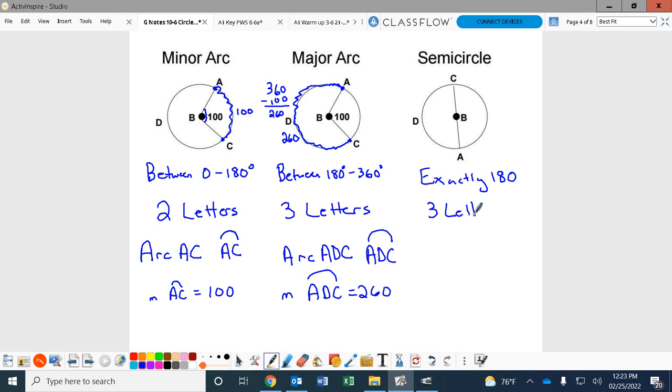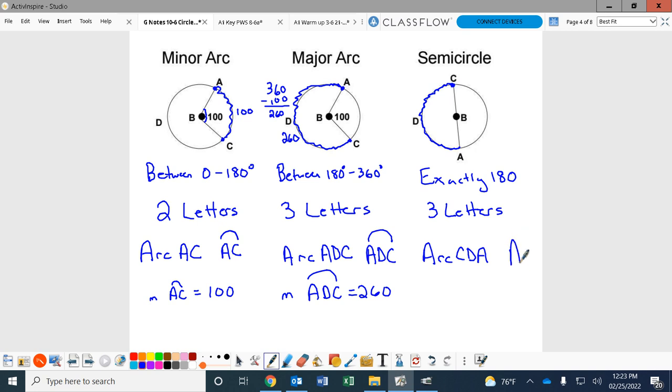Why do I have to say 3 letters? Because I have to know, do I go from C and go to the left and go down to A, or do I want to start at C and go to the right and go down to A? So that middle letter tells me which side I'm going on. If I tell you that I'm looking for arc CDA, I would start at C, I would have to go through D and then end up at A. It tells me I have to go on that left side of that circle.